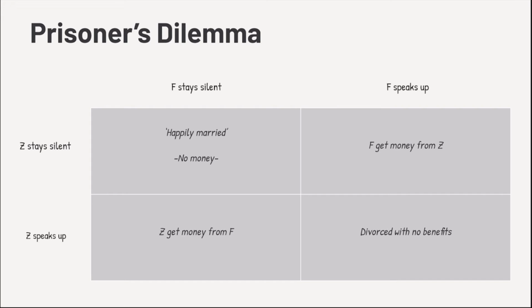3. Zayden speaks up and Ferris stays silent. Zayden will be getting money from Ferris. 4. Zayden speaks up and Ferris speaks up. This will mean that both of them will be divorced with no benefits.